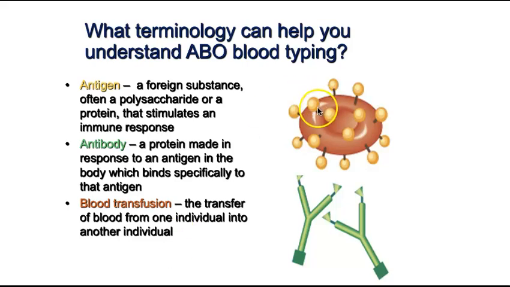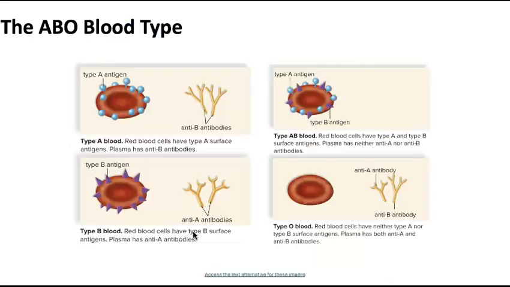So we've already mentioned antigens as that glycoprotein or polysaccharide that serves as an ID. If we see you're a foreign invader, it stimulates an immune response. Antibodies are proteins that are made in response to antigens, especially if they're foreign, and our body is going to then try and latch on to those antigens. Blood transfusion is just the transfer of that blood from one individual into another. And this is just another depiction of the different blood types.